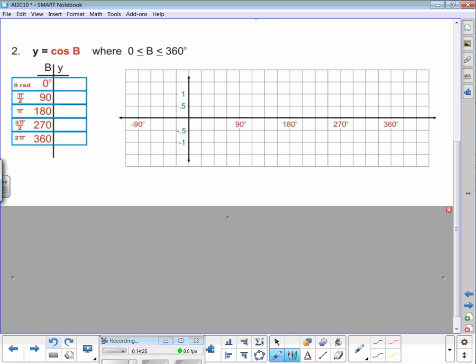All right, so we've got these key points. So take your calculator out again. Remember, we're doing the cosine this time. We're still going 0 to 360. So that's going to be one wave again. Punch in cosine and 0, and your calculator says 1. So the cosine starts off at 1.